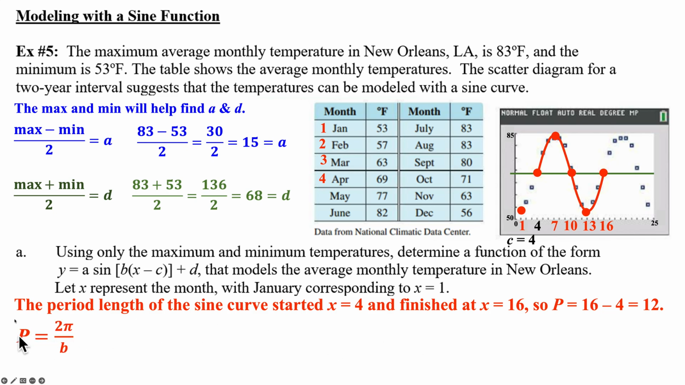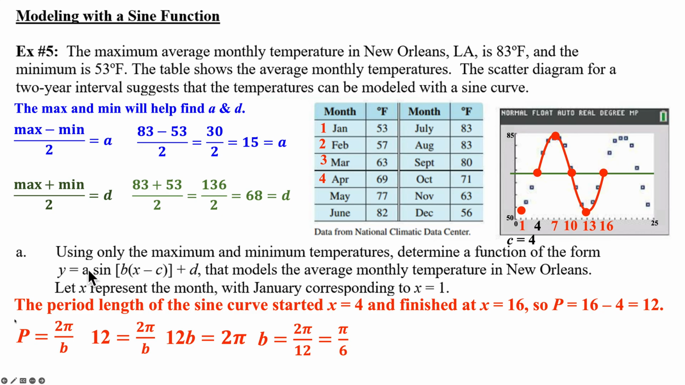So take P equals 2 pi over B, set it equal to 12, and solve for B. Multiply the B to the 12, now divide the 12 into the 2 pi, reduce, pi over 6. There's my B value.